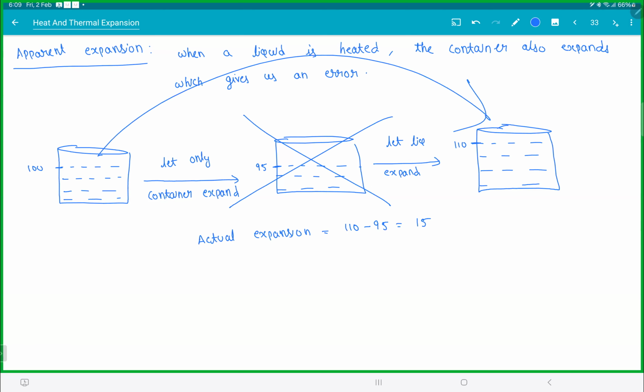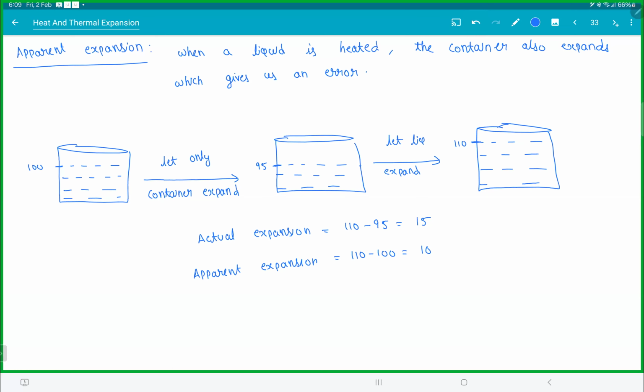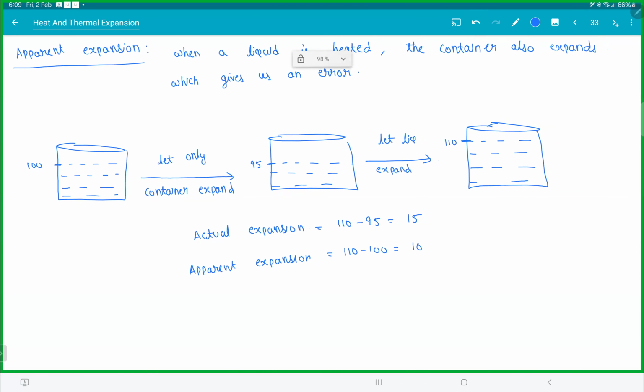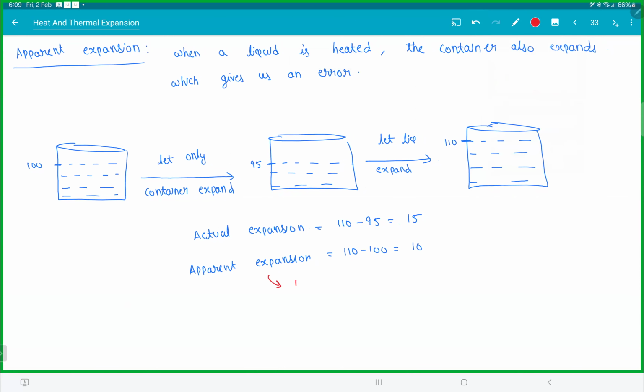When you're heating, what you see is directly going from 100 to 110. So you start thinking the liquid expanded only 10 units. The apparent expansion you think is 110 minus 100, which is 10. Get the catch? Because the container expanded, this creates an error. So we have something called apparent expansion, meaning expansion with respect to the container.